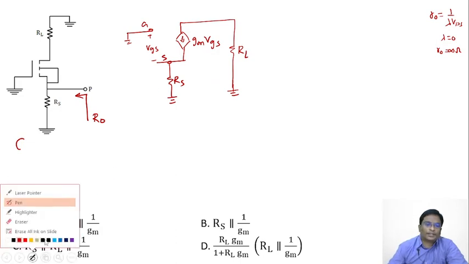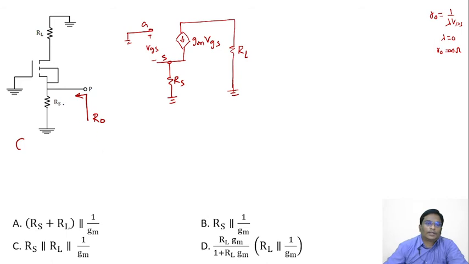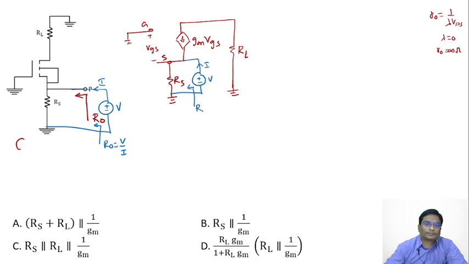What is the technique we follow? Have a DC source, connect a voltage source V which is injecting current I. Take the ratio V by I, which will give R naught. Here also we are going to follow the same thing. Let us connect a voltage source V, which is injecting current I, and take the ratio V by I to get R naught.